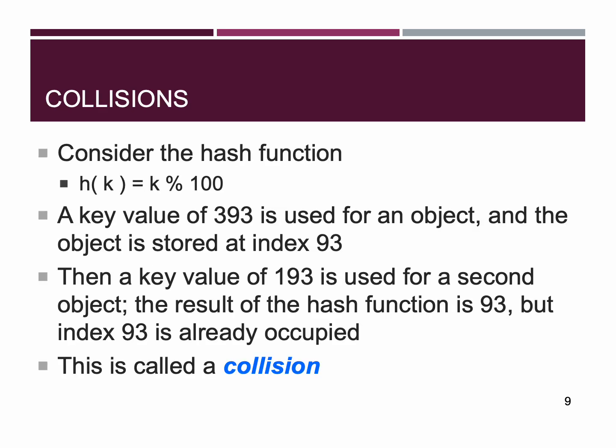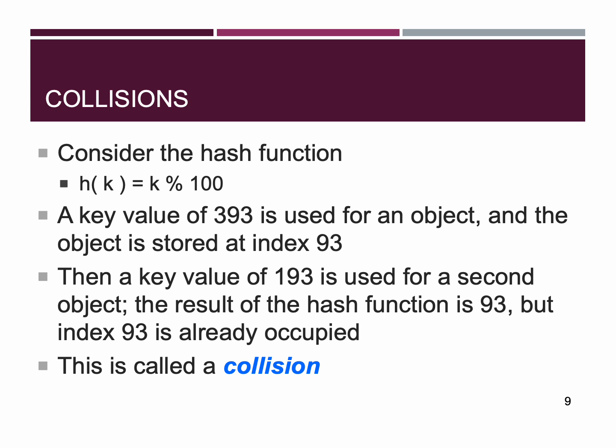Now let's talk about collisions, a common challenge in hash tables. Consider our hash function h(k) = k / 100. This function maps keys to indexes within a range of 0 to 99. Suppose we have a key value of 393. When we apply our hash function, this gives us an index of 93. So the object with key 393 is stored at index 93.